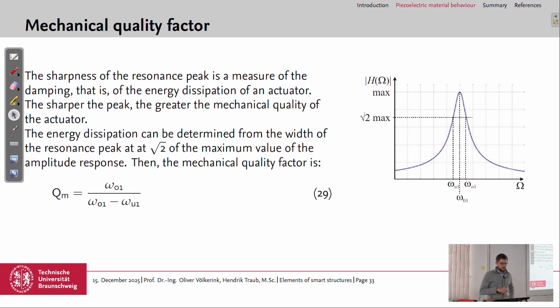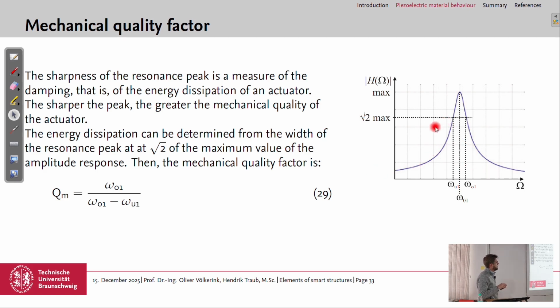And then we have, for the dynamic behavior, another key parameter, which is the mechanical quality factor. We have here the transmission function, and here are the frequencies. And here's the first resonance frequency, where the amplification of the amplitude is very high, which is depicted by the transmission function.